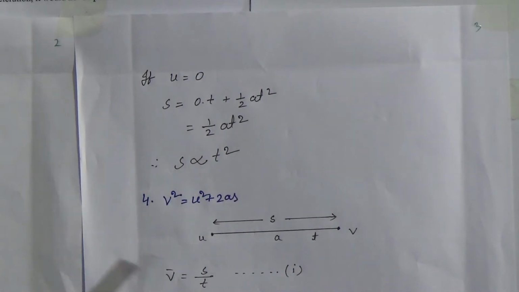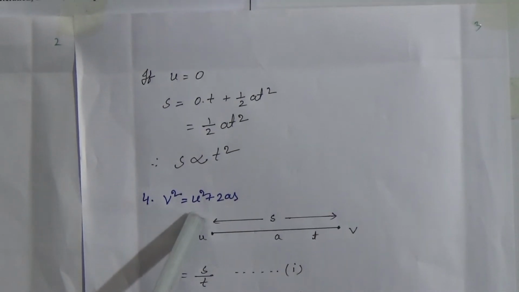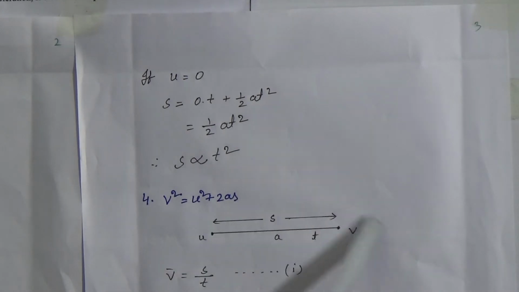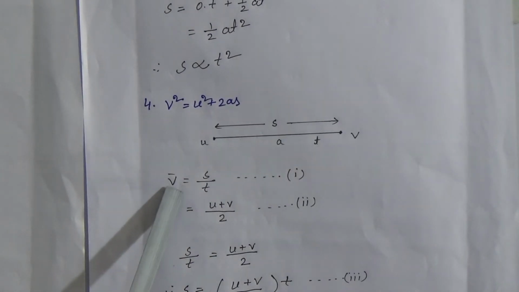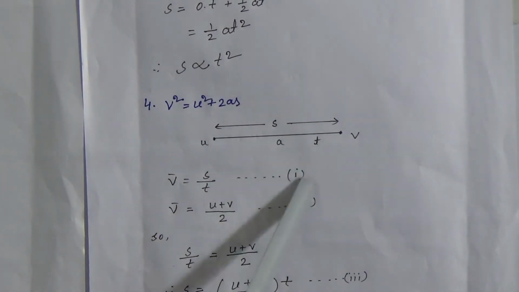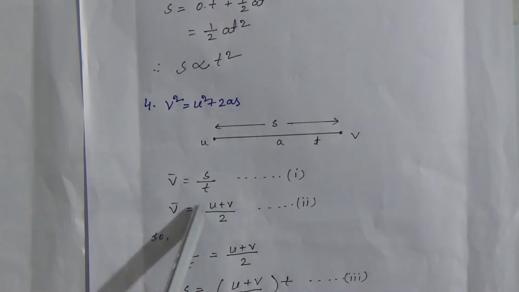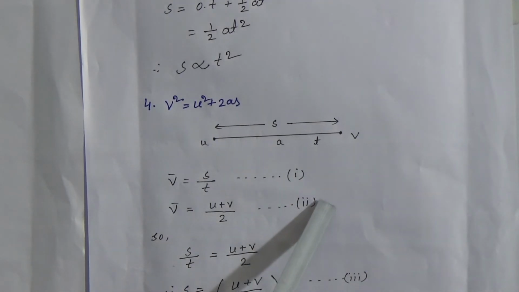Now we go to equation number 4 of motion: v square equal to u square plus 2as. This is the figure. Here this point is the initial velocity and this point is the final velocity. The distance covered from initial velocity to final velocity is s, the acceleration is a and the elapsed time is t. Now we know v equal to s by t, this is equation 1, and v equal to u plus v by 2 is equation 2.